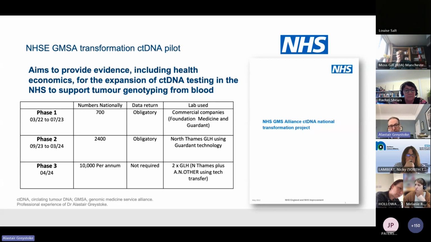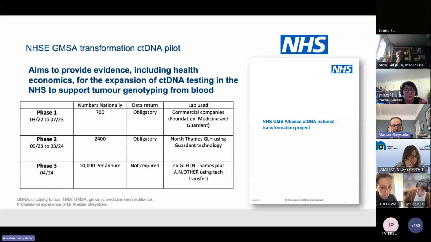That has then led on to phase 2, which is just coming to an end now, where there were 2,400 samples nationally, and again, where we have to give data back to the NHS. But rather than using a commercial company, this is now going down to the North Thames Genomic Laboratory Hub, where they're doing a tech transfer using one of the commercial companies. And then again, we do have to provide the data back.